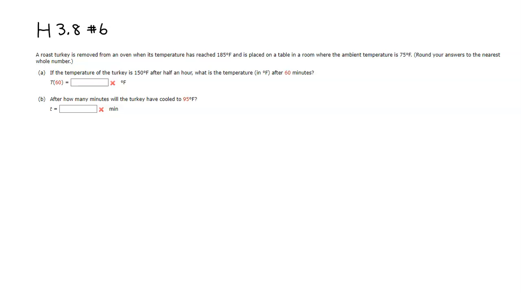So we already know this is T of 0. And it's placed on a table in a room where the ambient temperature is 75. So this is the temperature of the surroundings, T sub S. Round your answer to the nearest whole number. So we can do that.